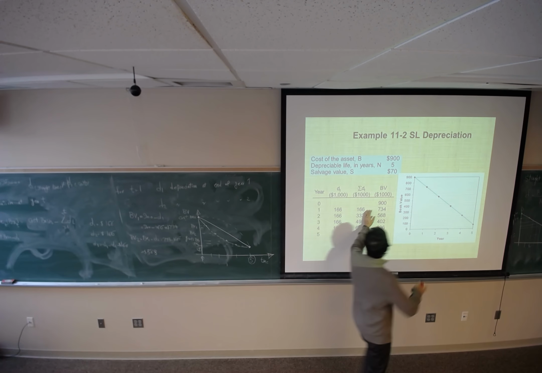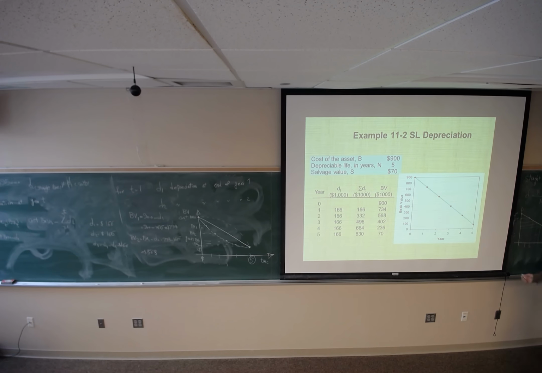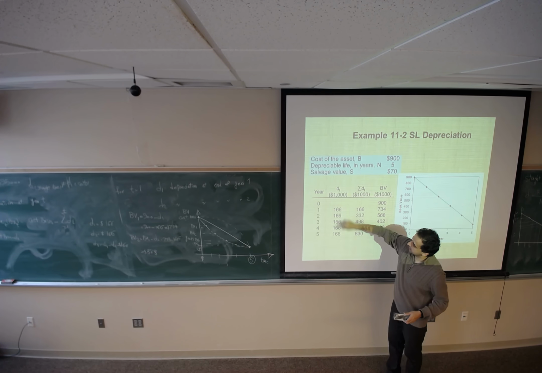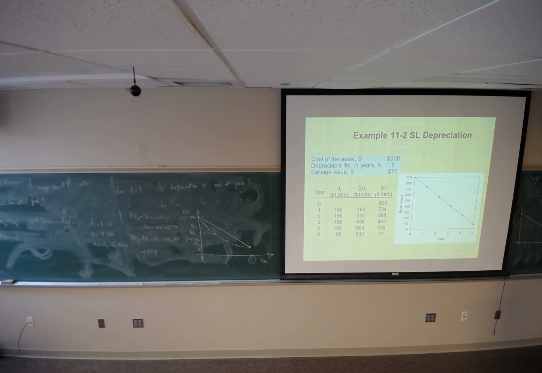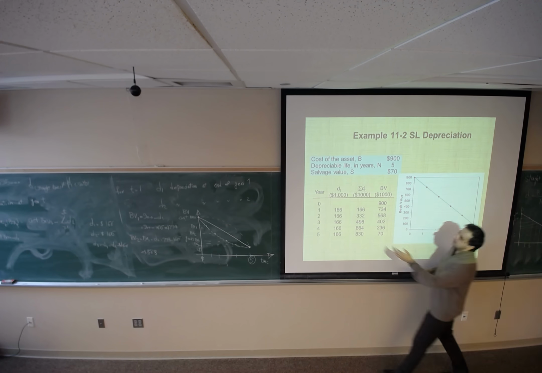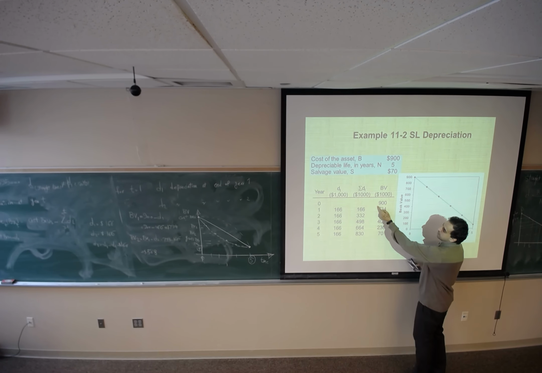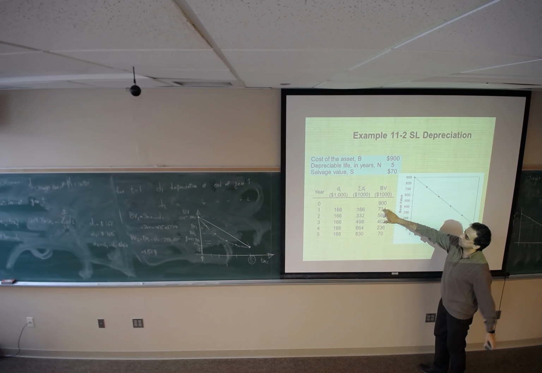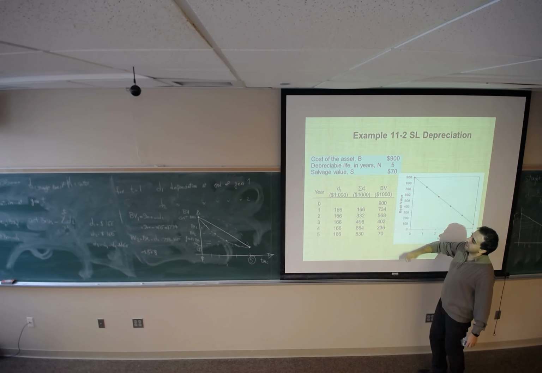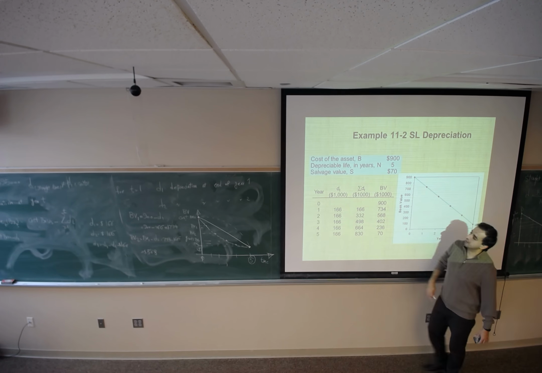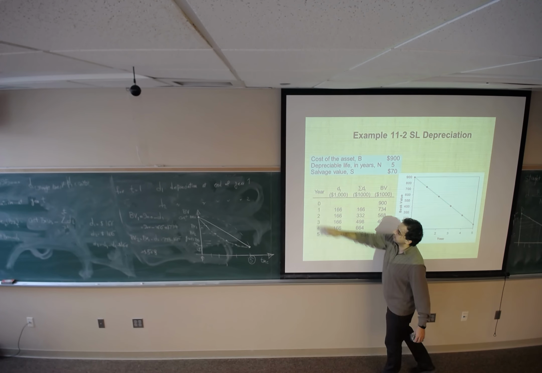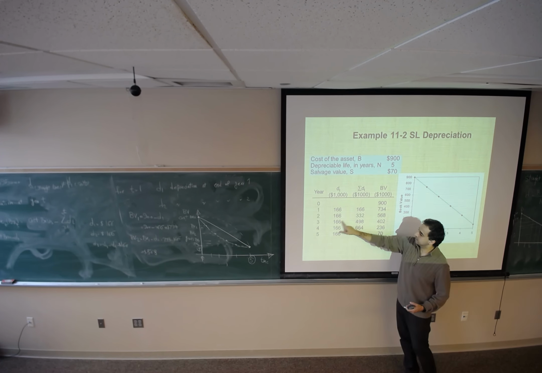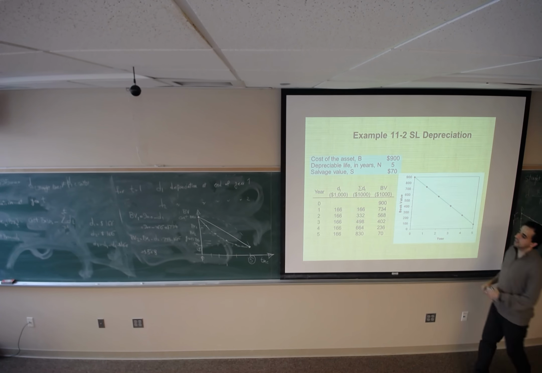And this table is showing that. On the first year, D1 is 166, second year 166, third year 166, and years 4 and 5 too. For each year you can find the book value by subtracting the depreciation from the previous book value, which starts at 900. And this column shows the summation of depreciation up to that time. So 166 plus 166 is 332, 166 plus this is 498, and so on.